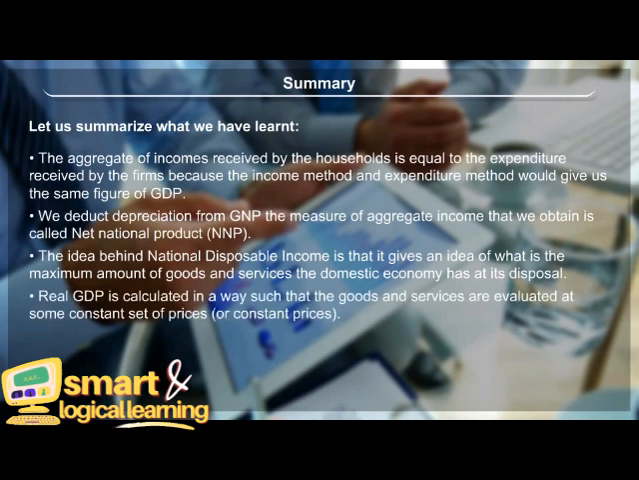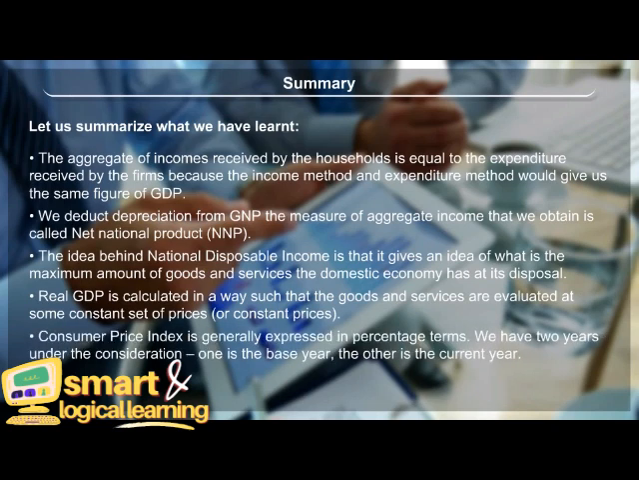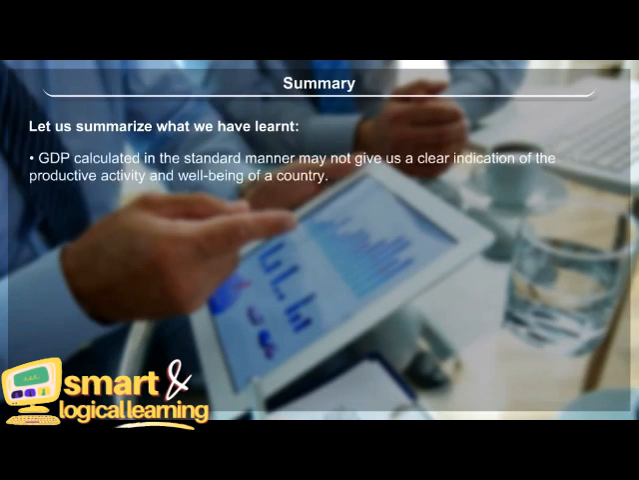Real GDP is calculated in a way such that the goods and services are evaluated at some constant set of prices, or constant prices. Consumer Price Index is generally expressed in percentage terms. We have two years under consideration. One is the base year, the other is the current year. GDP calculated in the standard manner may not give us a clear indication of the productive activity and well-being of a country.